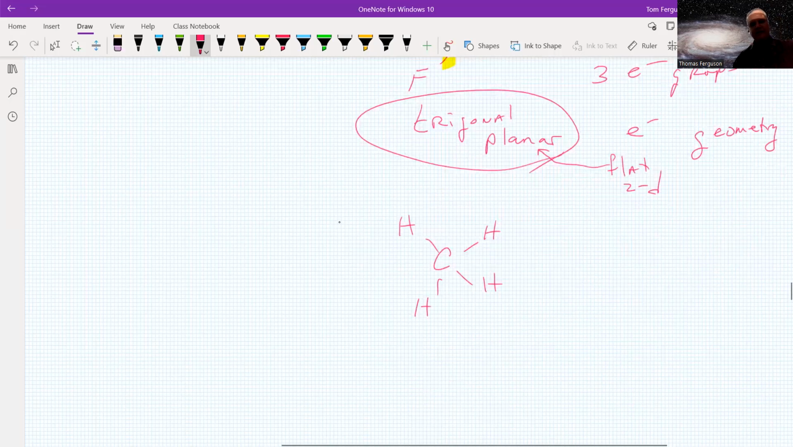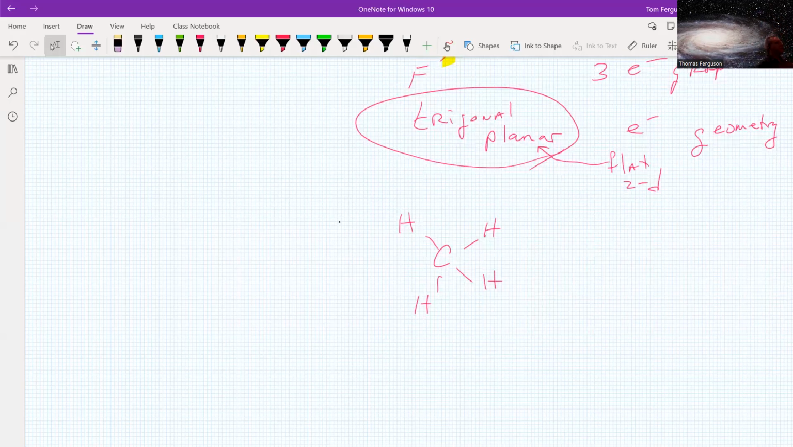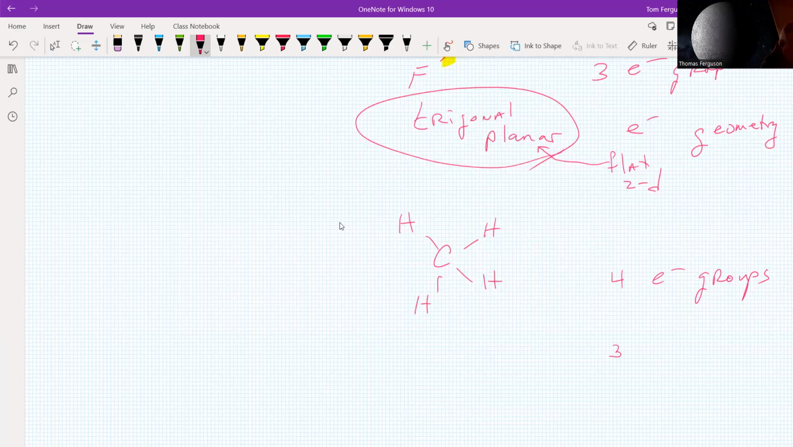Okay, so CH4, how many electron groups do we have? 4 electron groups. Now this is 3D. This is a tetrahedral. Tetra is 4, hedral sides, 4-sided, looks like a pyramid basically. 4-sided pyramid.